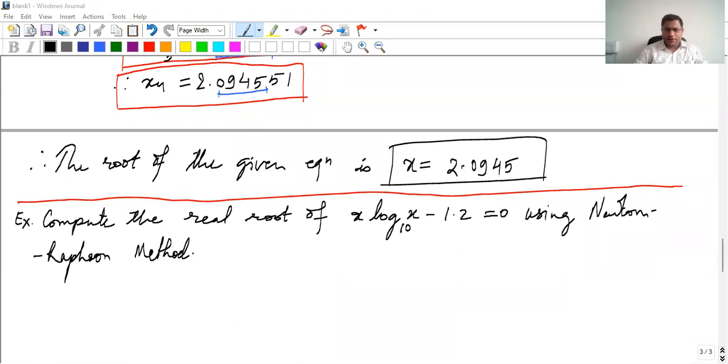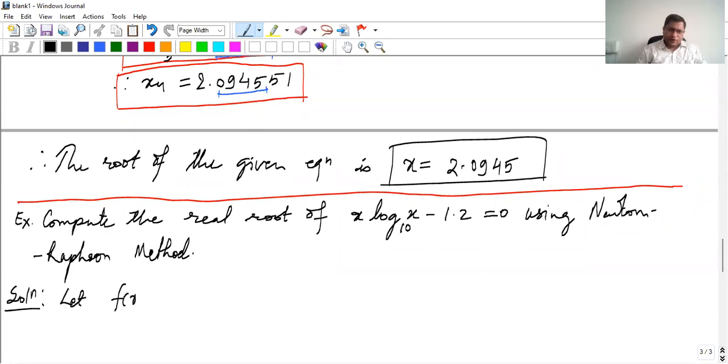It is a real equation, a real root we have to find out, and a transcendental equation. So let us try to find out the initial root and then the interval where the root lies. Okay, so we go with the solution. Here you need to notice that the base is given to be 10 for the log.